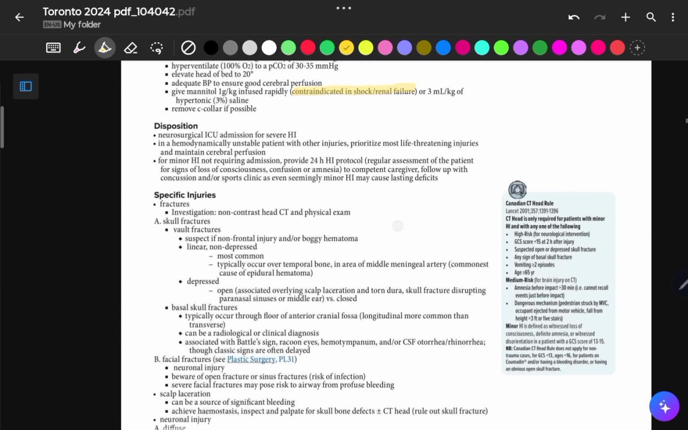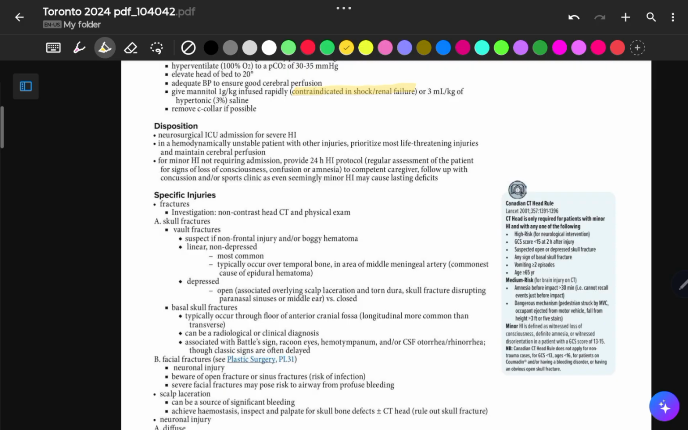So next, disposition: neurosurgical ICU admission for patients who have severe head injury. In a hemodynamically unstable patient with other injuries, prioritize the most life-threatening injury and maintain cerebral perfusion.